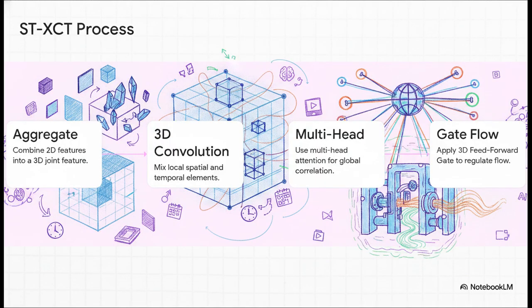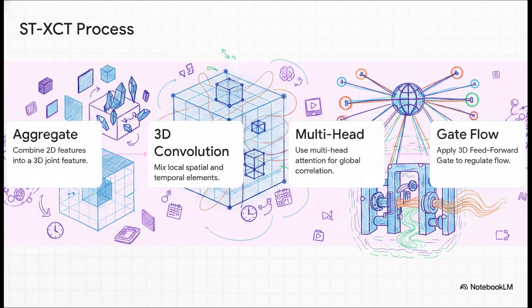So how does it actually pull this off? It's a really elegant four-step architecture process. First, it aggregates those individual 2D features into a 3D joint feature. Second, a 3D convolution is applied for local spatial temporal mixing. Step 3 is where the magic happens. It uses multi-head attention across the channels to find global correlations. And finally, a 3D feed-forward gate tightly regulates the flow of all that information. By passing data through the specific gate mechanism, the AI is quite literally learning a deeply integrated global spatiotemporal context.